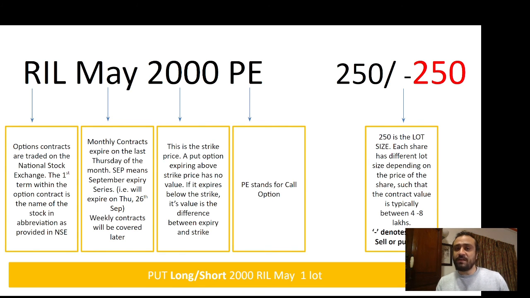It means that this particular option at expiry will have intrinsic value only if it expires below 2000, right? Plus 250 means you are buying one lot. Buying also is called going long, okay? And selling will be minus 250. That means you're selling one lot, and selling is also known as going short, right? So if you're selling one lot of Reliance, you can say I am shorting one lot May 2000 strike price Reliance put option, right? Or you can also say selling, shorting, or writing. All three things mean the same. Is this clear? Right. So with this we conclude the basics of call options and put options.